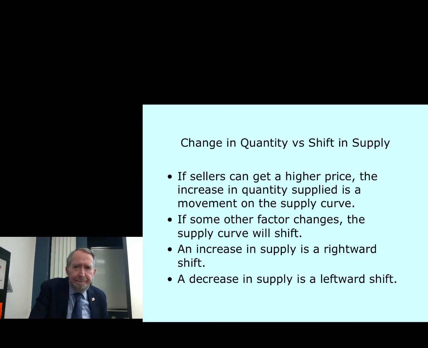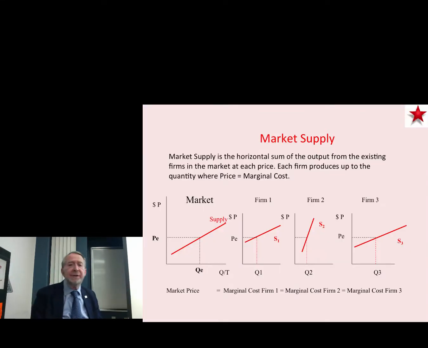So if it's upward sloping, at higher prices you get a larger quantity. Now, if something other than market price changes that affects how much people are willing to produce, then it would be a shift factor. It would change the supply function. And like demand, a rightward shift would be an increase in supply, a leftward shift would be a decrease because, as I said, quantity is measured horizontally.